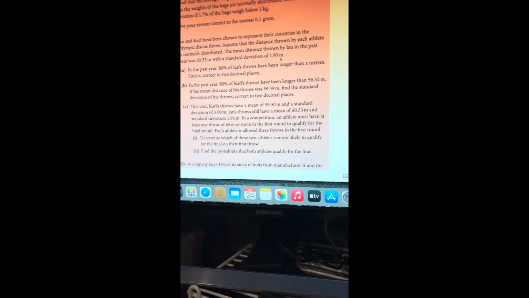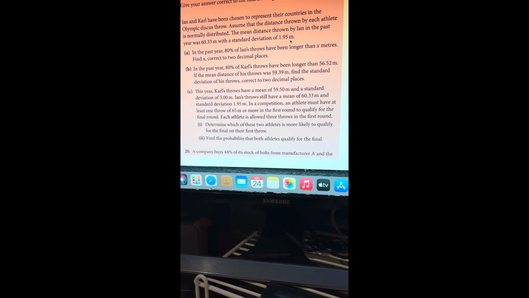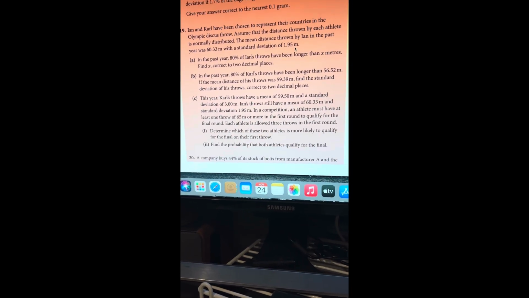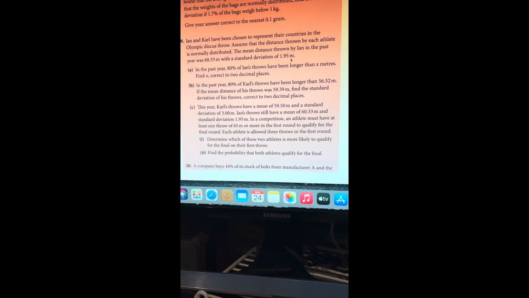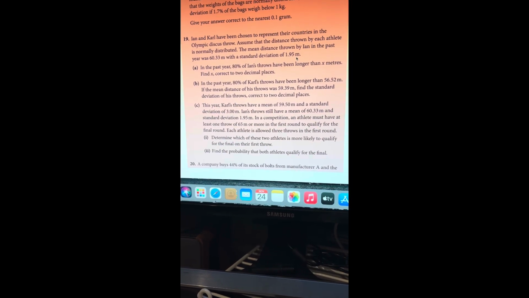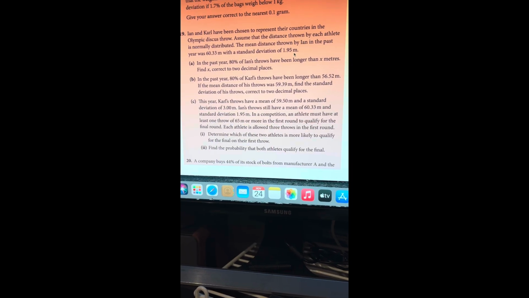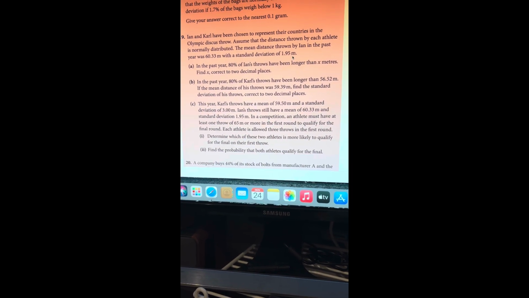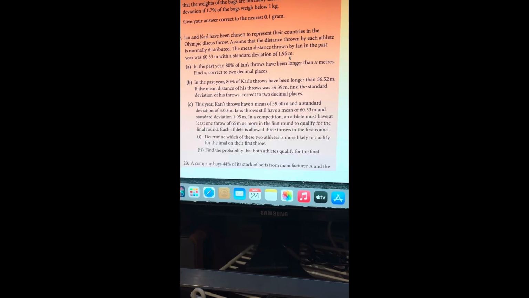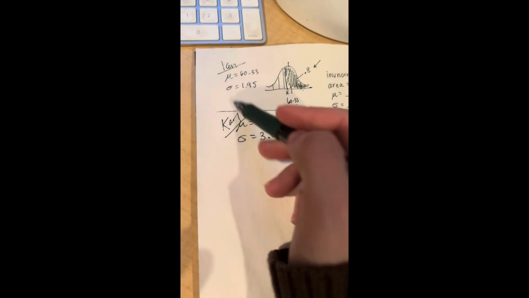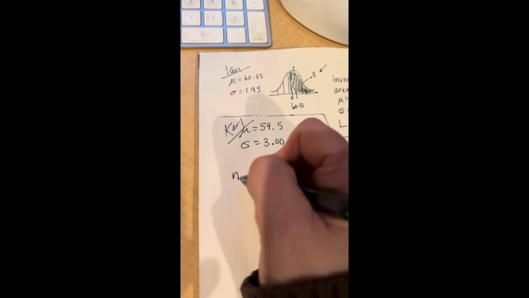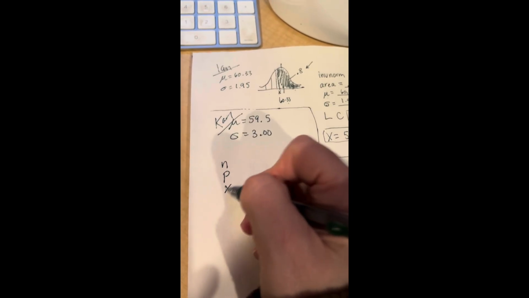Okay, so what happened with this? Well, it's no longer talking about a normal distribution, really. It's talking about we made it into the finals or we did not. This is flipping to a binomial situation. Those are often really tricky to catch. So with the binomial situation, here's Ian's data, here's Carl's data. What we need is the N, the P, and the X amounts for binomial.